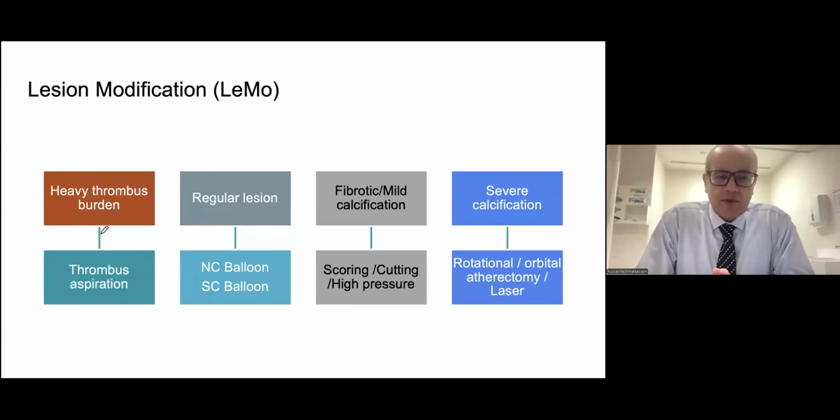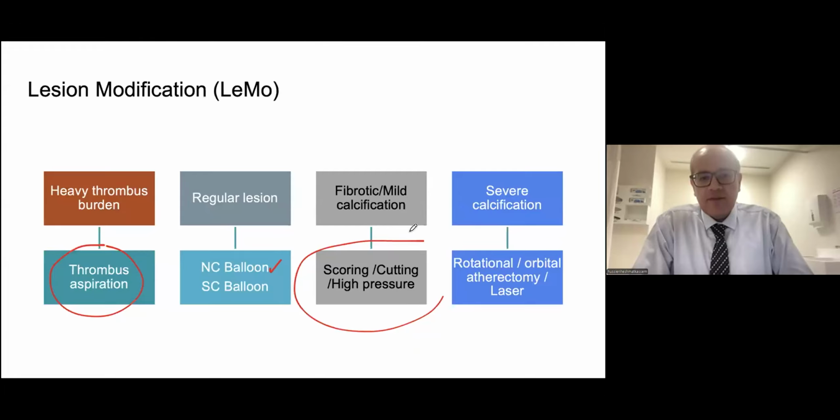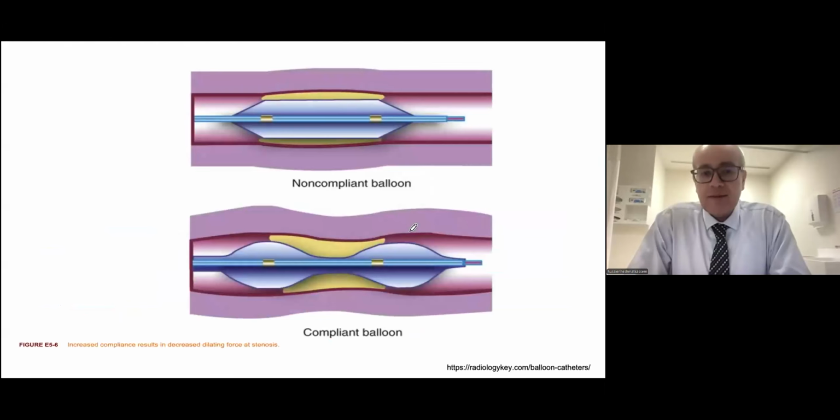If the lesion is mostly soft and mainly thrombus, then thrombus aspiration is probably enough. For regular and soft lesions, semi-compliant balloons might work, but I personally stopped using them except in a very few cases when I don't have the size of the NC balloon, because the NC balloon has a big advantage over the semi-compliant balloon that I will describe shortly. When there is fibrosis or some calcification, I have a very low threshold to use scoring, cutting, and high-pressure balloons. I always stock enough of them in my cath lab. For severe calcification, of course, we need to break the calcium with orbital or rotational atherectomy or laser.